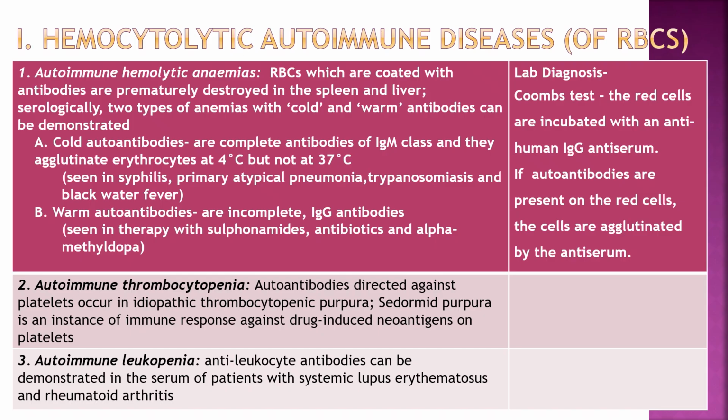Hemocytolytic autoimmune diseases. First is autoimmune hemolytic anemia. RBCs which are coated with antibodies are prematurely destroyed in the spleen and liver. Serologically, there are two types of anemias, with cold and warm antibodies.